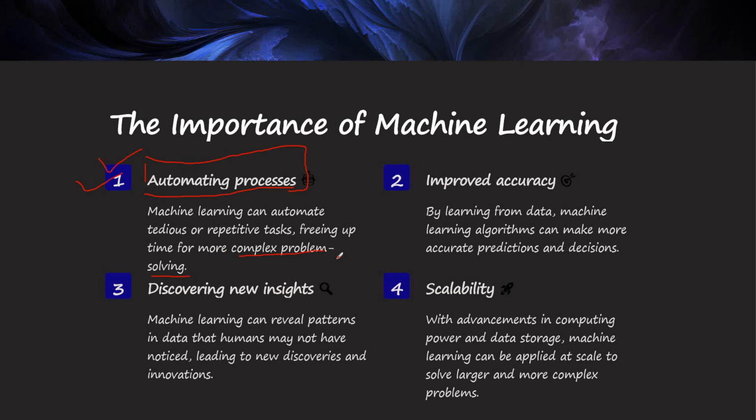So here we can see that the shrinking of human efforts is going on. Human efforts are getting lesser and lesser day by day. So we need to solve the available complex problems to make our machines more and more intelligent. The first thing is automating the processes, which is an important aspect of machine learning, where machine learning can automate tedious or repetitive tasks and free up more time for us to solve the complex problems.